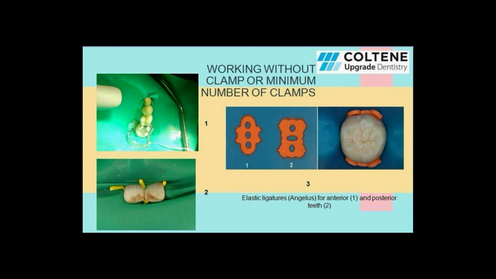The third picture shows you elastic ligatures. These elastic ligatures can be placed around the tooth with the help of the rubber dam forceps. They work like clamps, but not in many conditions, especially when extra retention is needed, then you have to apply a clamp. In those cases, these elastic ligatures are not going to work. But if you have to do some endodontic work, or if the tooth is not very severely broken down, then you can easily use these elastic ligatures along with the rubber dam armamentarium and without using rubber dam clamps.